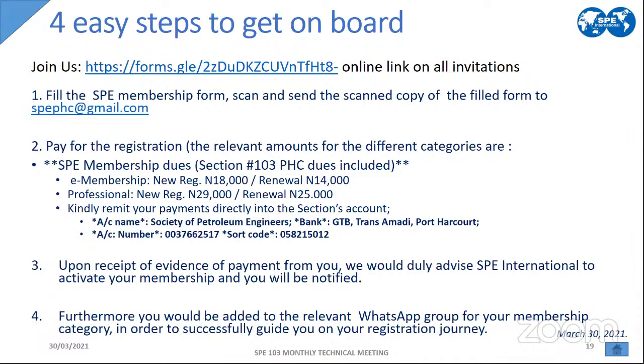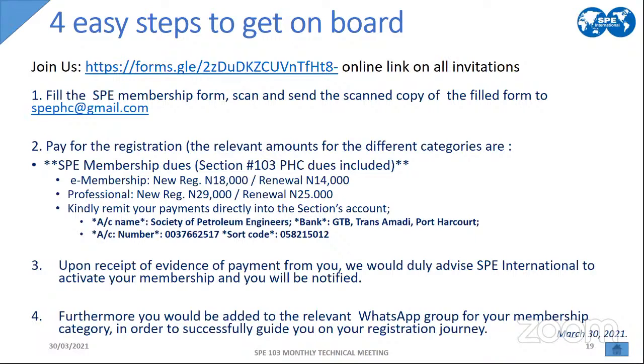First is to click the link already on the chat box, and after clicking the link, you can easily fill out a membership form, which will be sent to you by the section or any of the members in the membership team. Then you pay the registration fee for the category of registration you want.